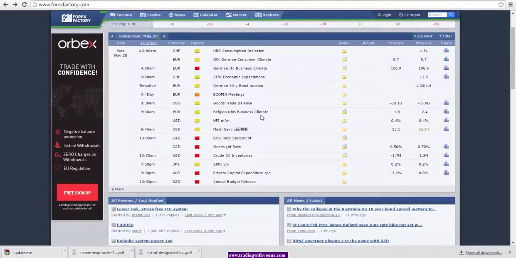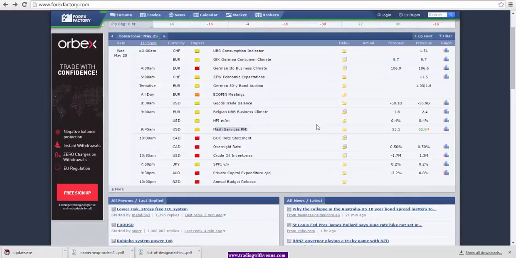We'll start off by taking a look at our calendar here. We have German IFO business climate number coming out at 4 a.m. Eastern in the London session, and then going into the US session we have trade balance number for US dollar and also flash services PMI number. Even though these are not marked as red, these are important numbers.